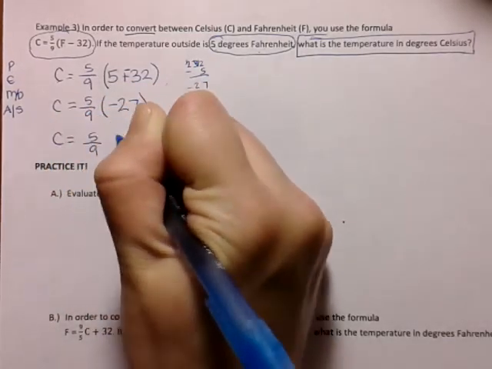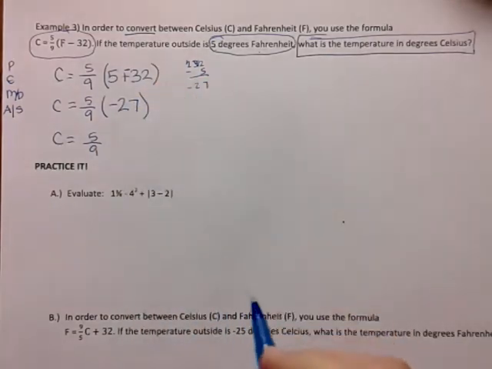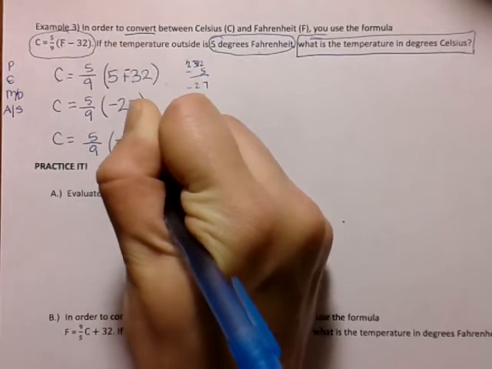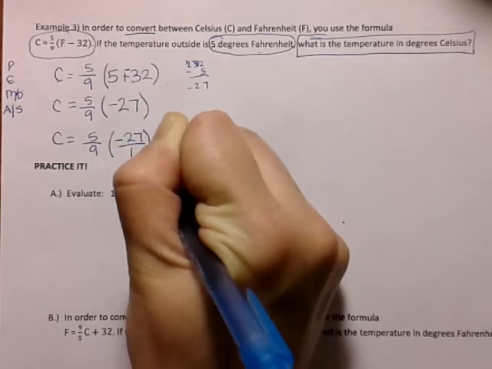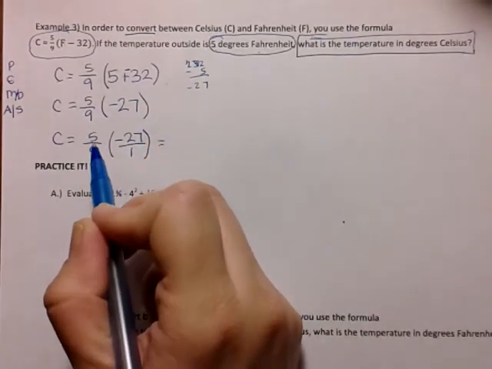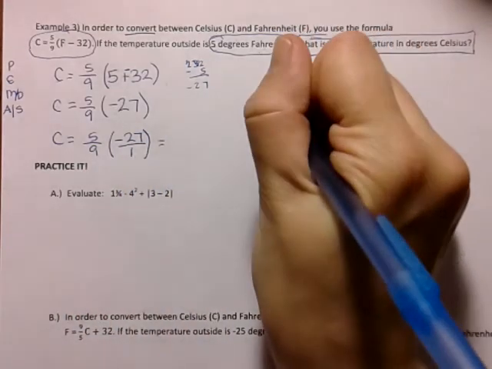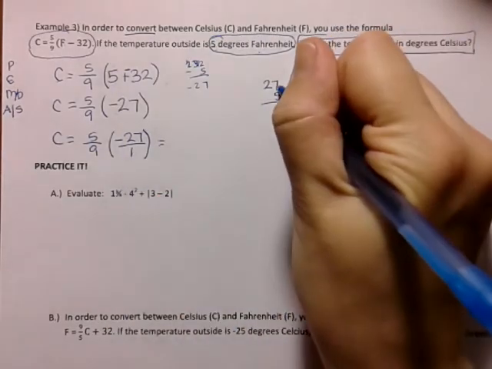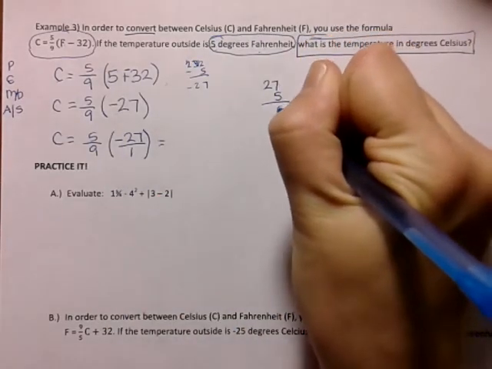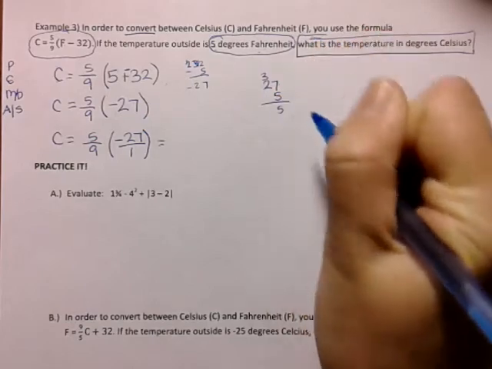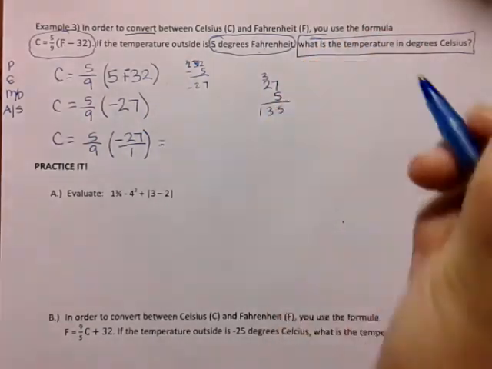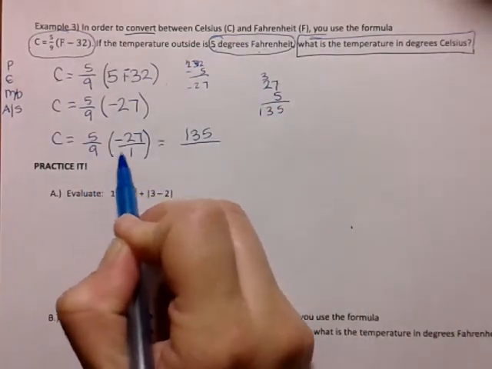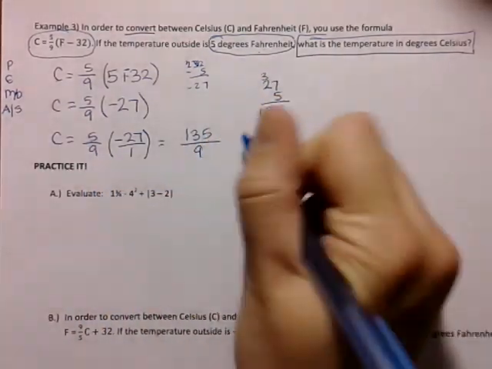When I'm multiplying fractions, I want to make sure both of them are fractions. So I'm going to put an invisible 1 here. So negative 27 over an invisible 1. And multiply straight across. 5 times negative 27. I better do that over here to the side. I know my answer will be negative because they're different signs. 7 times 5 is 35. 2 times 5 is 10, plus 3 is 13. So I have 135 divided by 9 times 1, which is 9.